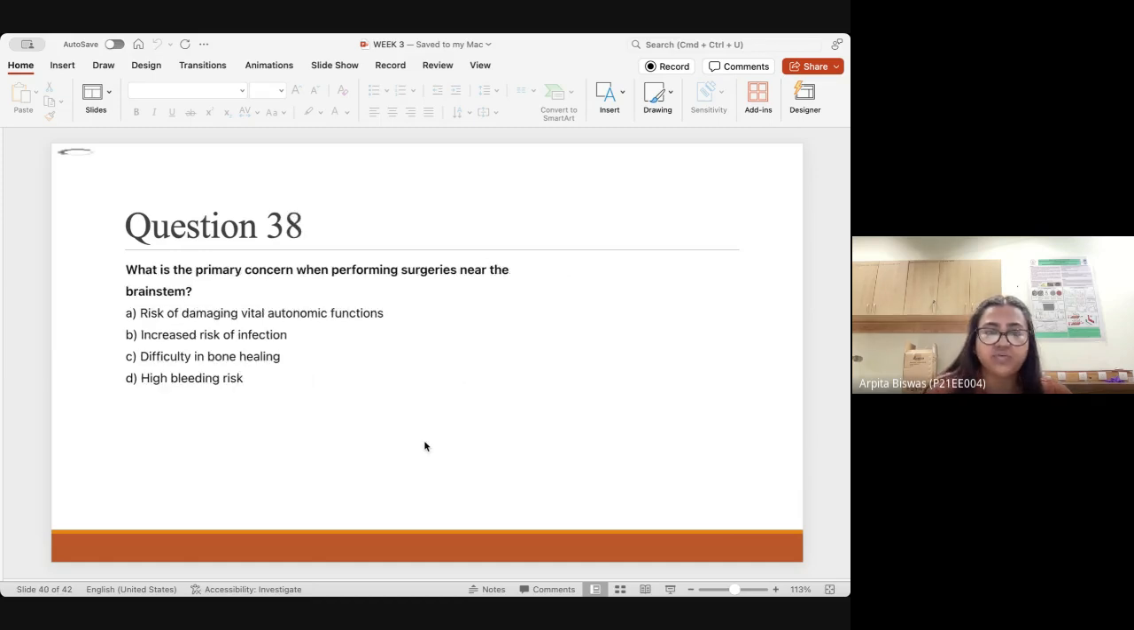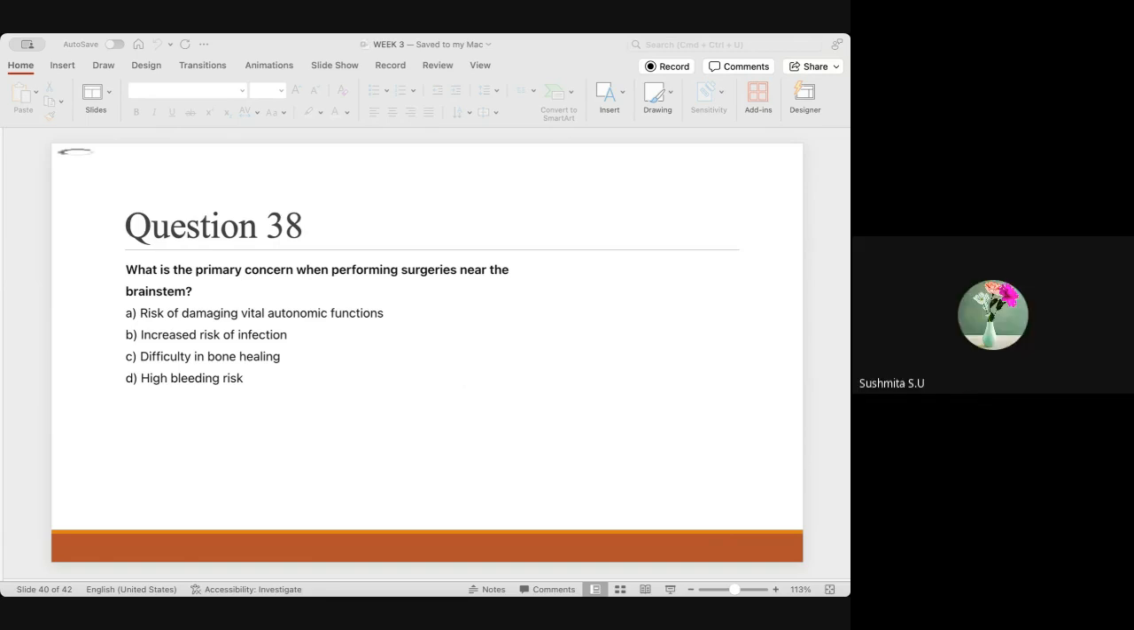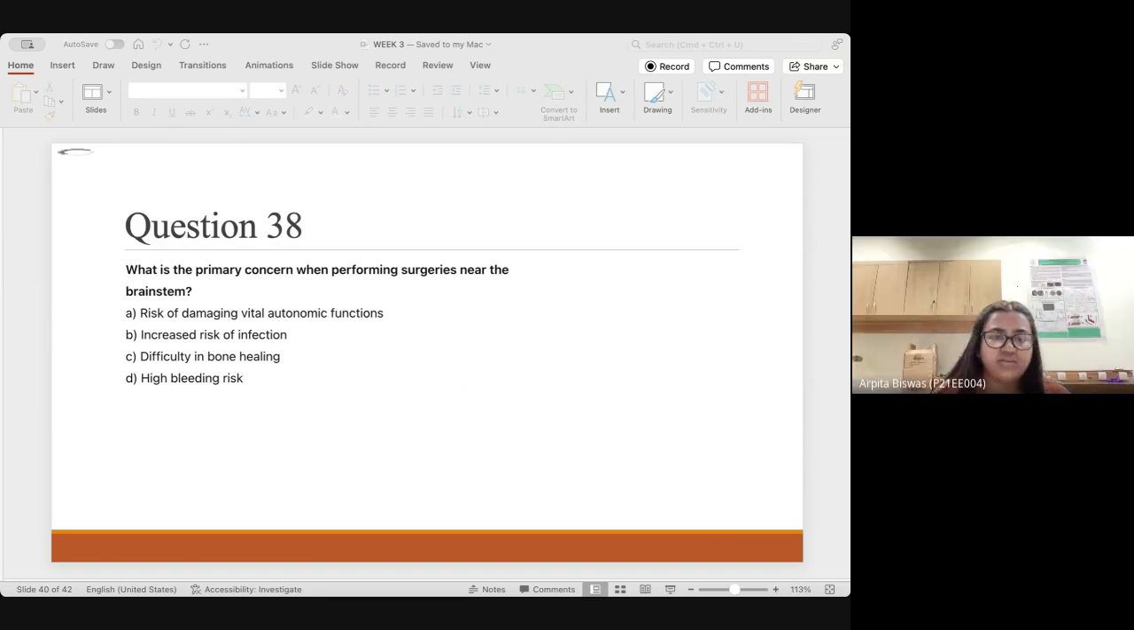Good. This is question number 38. What is the primary concern when performing surgeries near the brain stem? First is the risk of damaging vital autonomic function. Second is increased risk of infection. Third is difficulty in bone healing. And option D is high bleeding risk. So which one is the right option? Ma'am, A. Yes, risk of damaging vital autonomic function.